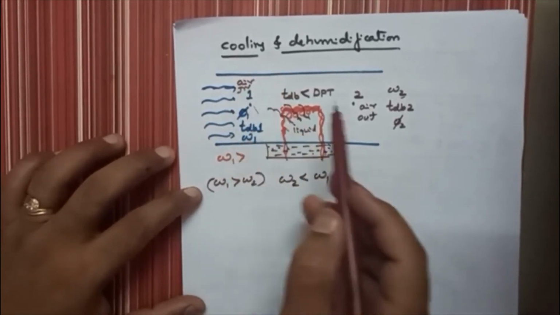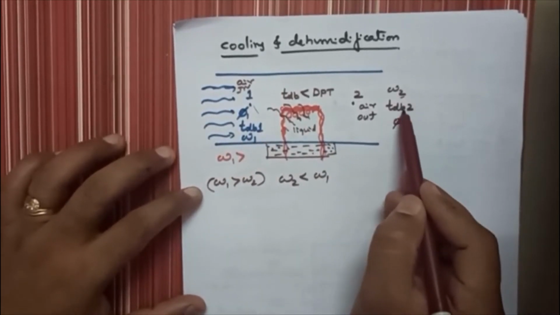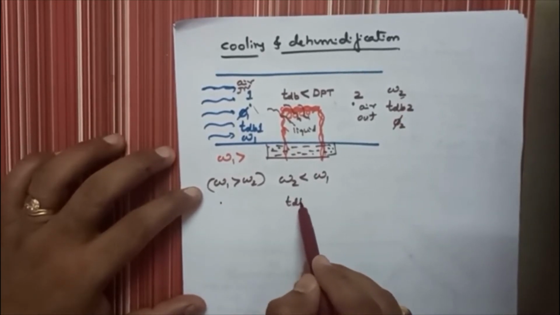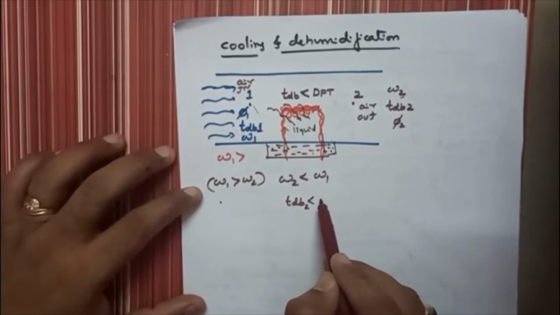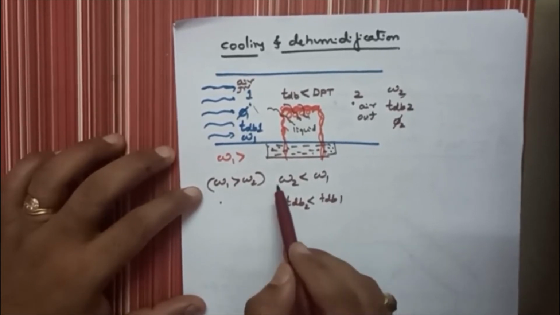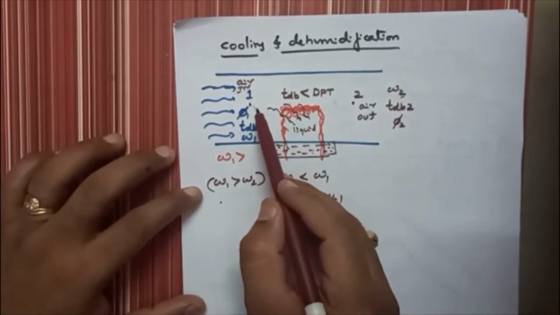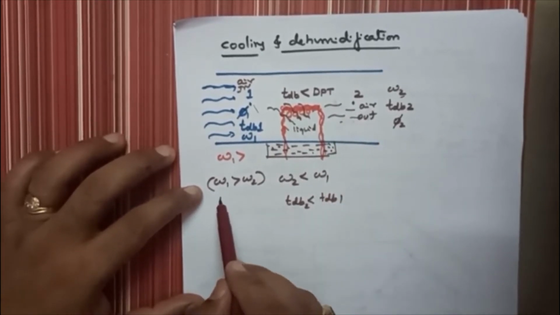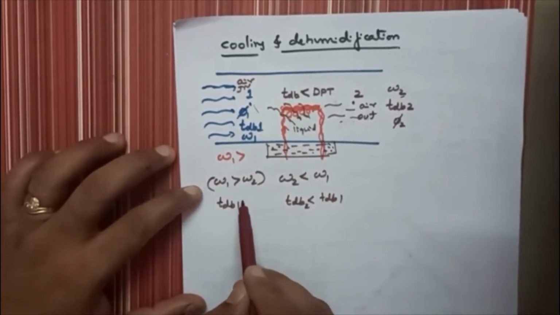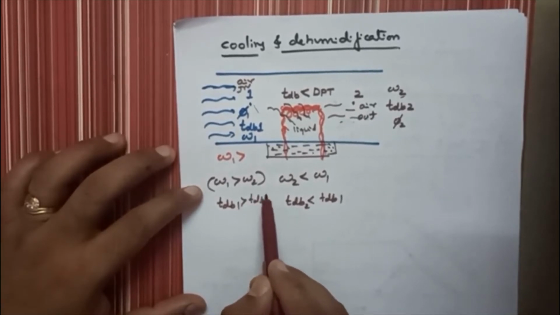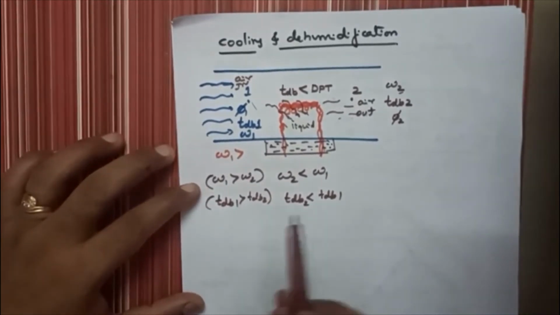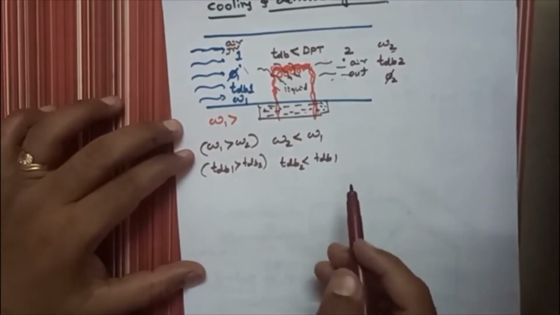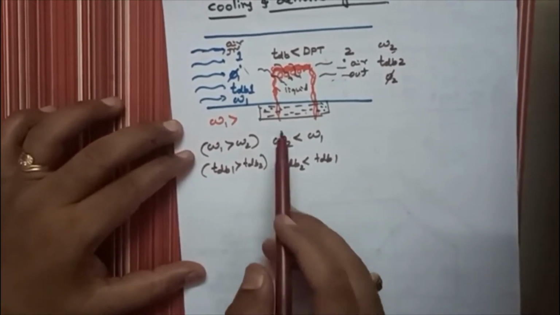And because of cooling, the dry bulb temperature at point number 2 is less than the dry bulb temperature at point number 1, because the temperature of the air decreases. When it is coming outside, the temperature of the air also decreases. Initially the temperature is more than at outlet. Understood? Now this process will be represented in the psychrometric chart.